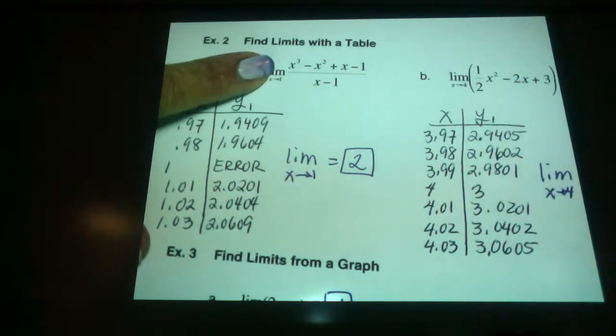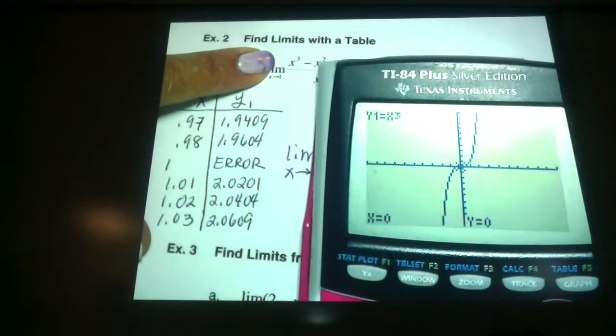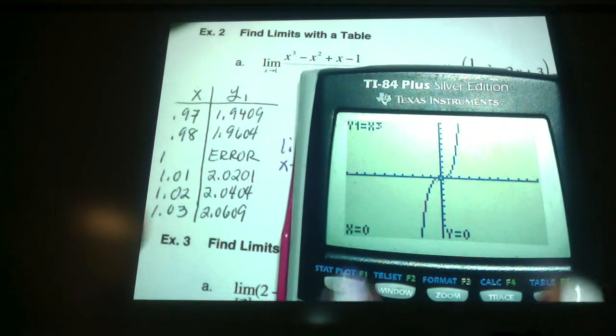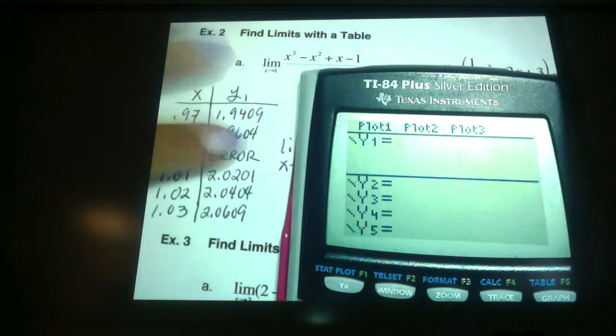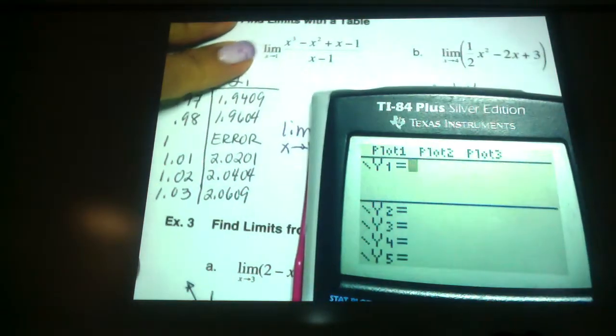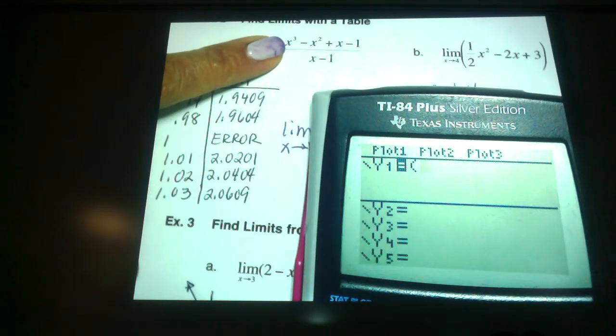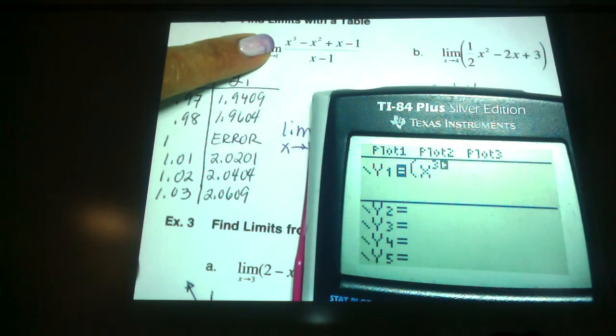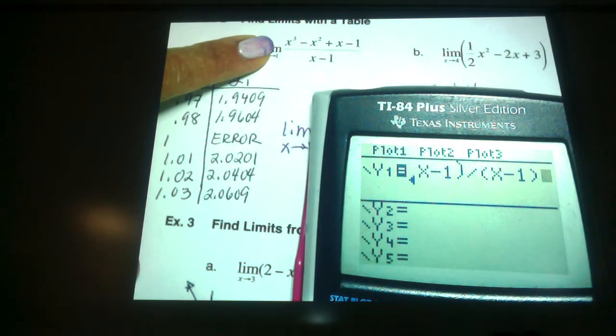So go ahead and take this function and let's plug it into our calculator. We're going to put it into y equals, use parentheses. So parentheses x cubed minus x squared. And if I type something in wrong, you gotta let me know because I can't read with these glasses on today. And parentheses, then divided by parentheses again, x minus 1. So then hit your graph.